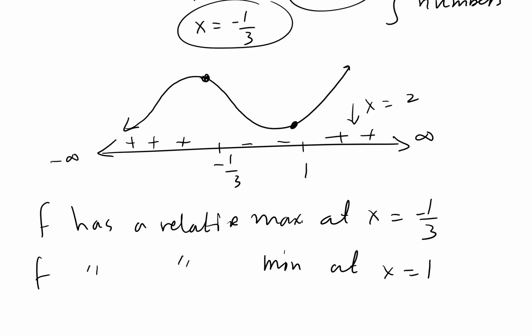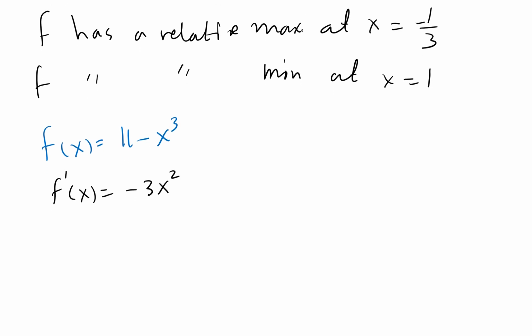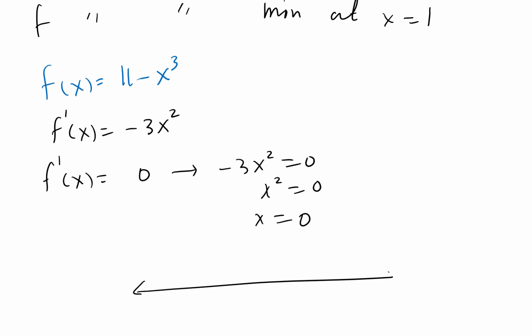Another example, f of x is 11 minus x cubed. What is f prime? Negative 3x squared. When is that equal to 0? This equals 0 when negative 3x squared is 0. Divide by negative 3, so x must be 0. Put that on the number line.